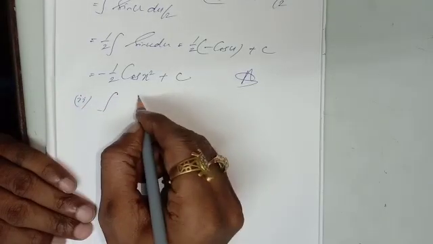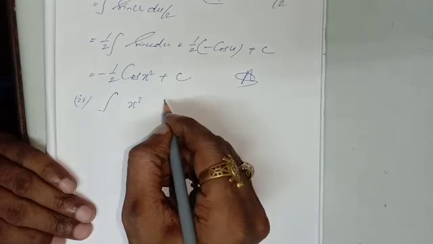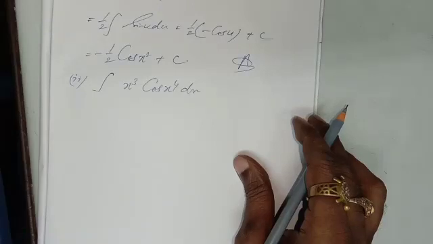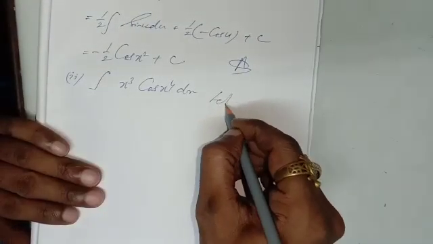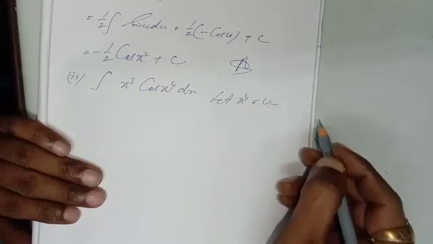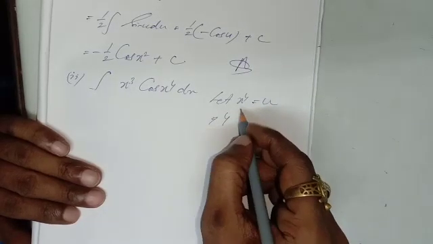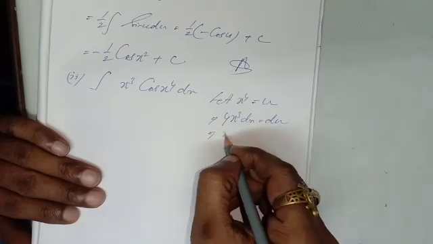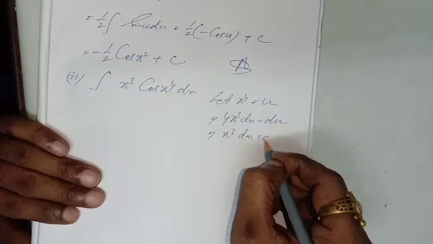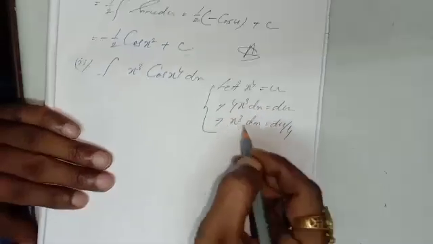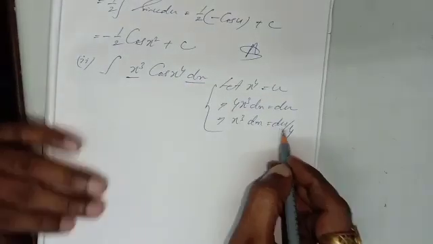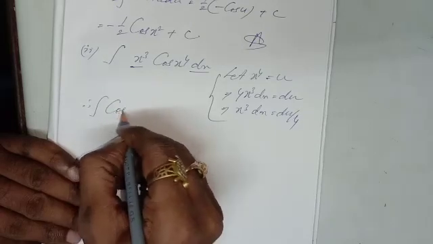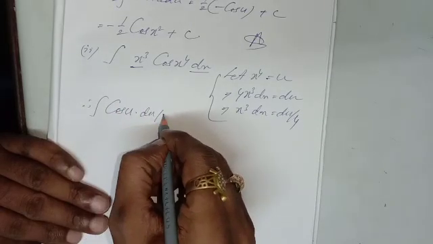Question given integration x cube cos x to the power 4 dx. This is the question given. Same process, let x to the power 4, you have to substitute as u, and differentiating both sides, 4x cube dx is equal to du. That means x cube dx will be du by 4. Now replace x cube dx as du by 4 and x to the power 4 as u. Therefore, it will be converted to cos u into du by 4.